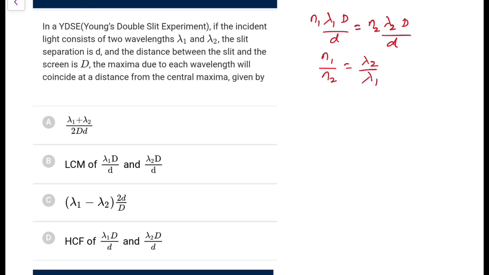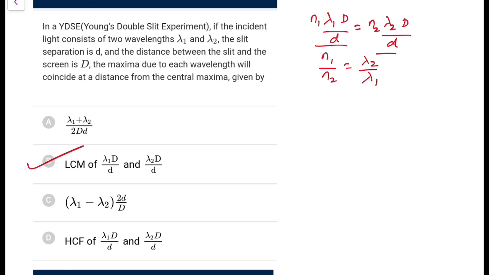So what we will have, they will coincide when both satisfy this situation. So it won't be lambda 1 plus lambda 2 like this. This is not going to be the answer. It would be the LCM. Yes, that is a better thing. It would be the LCM.